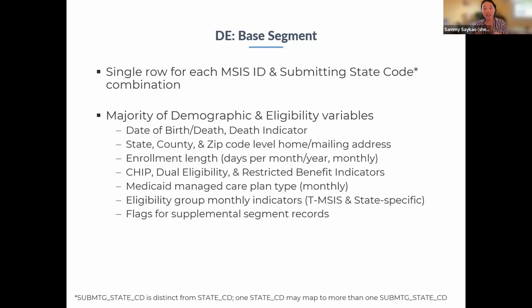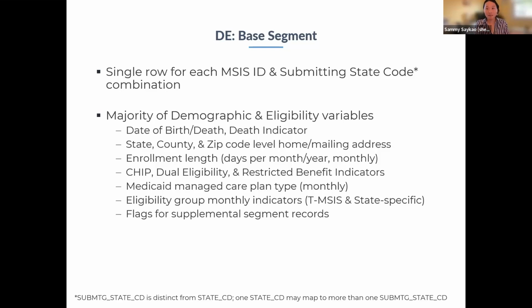So a single row in TAF DE base is an MSIS ID and submitting state code. And then to add to that, submitting state code is different from state code. So one state code can actually map to multiple submitting state codes. This has to do with how states submit T-MSIS data. If there are different entities submitting to T-MSIS, sometimes they receive their own submitting state code.